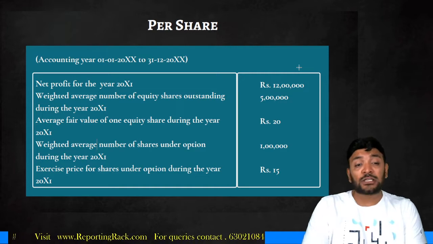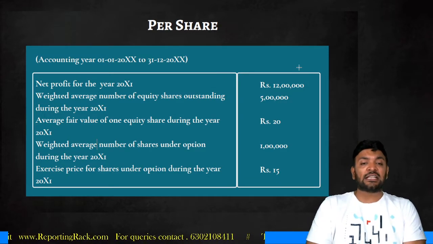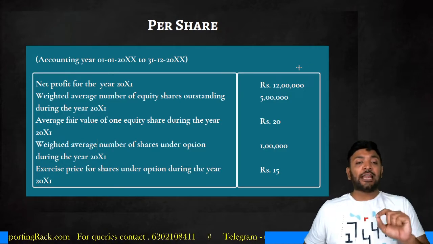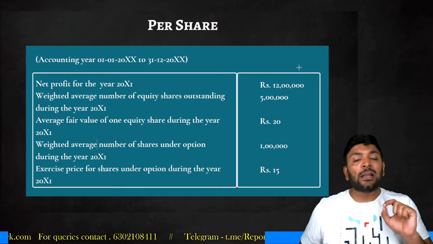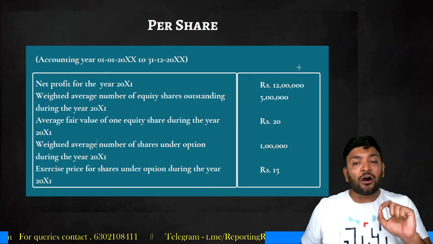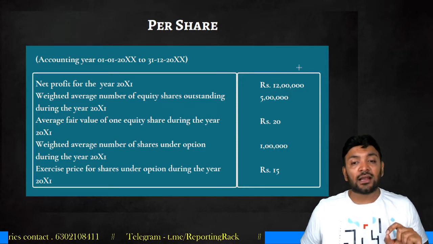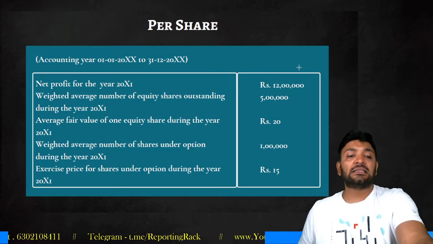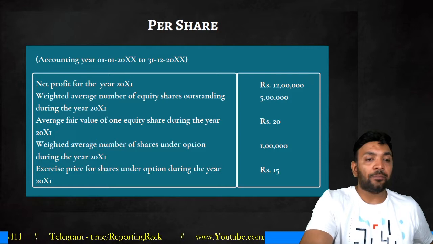So these are options during 2021 not exercised or are not equity shares yet. However, they have an exercise price of 15. So first thing we need to calculate is how many shares should I consider for computation of diluted EPS. How will you know how many shares should I consider? Find out the number of options exercised for nil consideration from this question. Let's solve it.